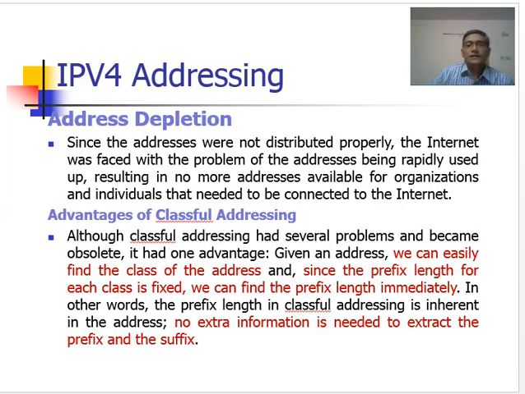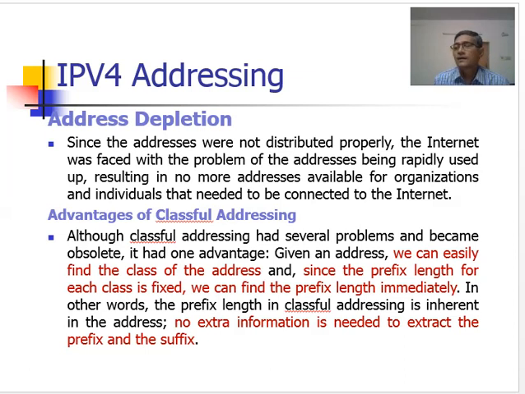Now, when the internet was initially started, many organizations rapidly requested addresses, and the address distribution was not proper. So the addresses ran out. Now when a new organization requires an IP address, it is not available. This we call address depletion: no more addresses are available for organizations. So we need a way to avoid this address depletion problem.